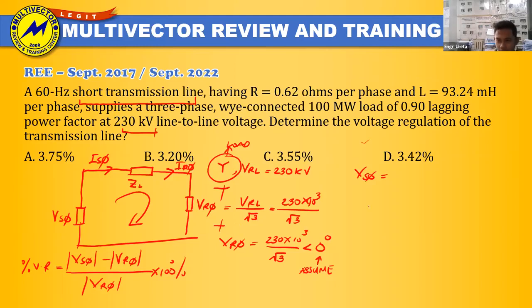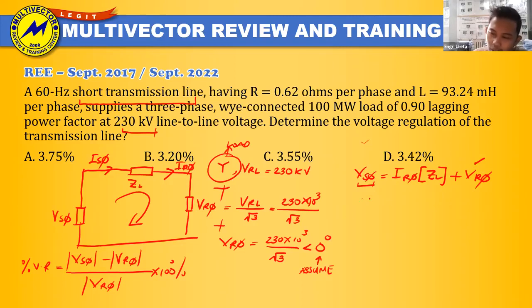Hanapin muna natin yung current. Formula lang ng ating per phase ng source natin is the current ng receiving end per phase multiplied by ZL, yung voltage drop yan, plus syempre yung receiving end voltage. Meron na ako nito. Ito kasi kailangan natin to get the voltage regulation. Hanapin muna natin yung current ng ating receiving end per phase using this formula.